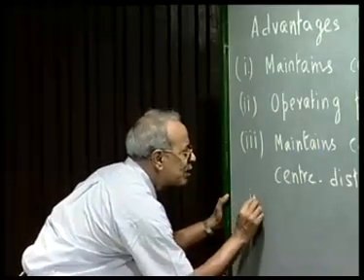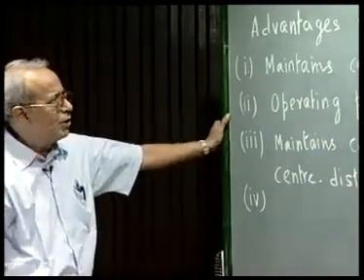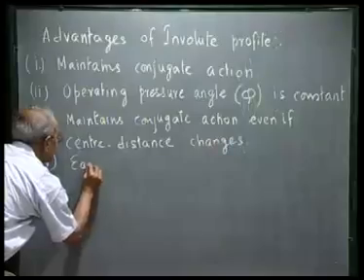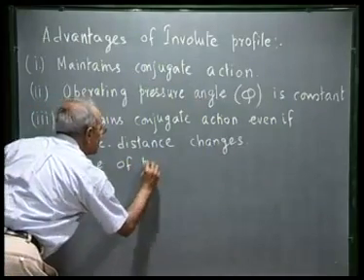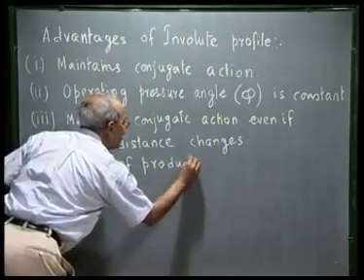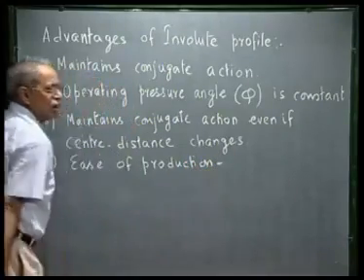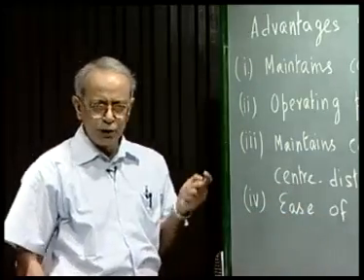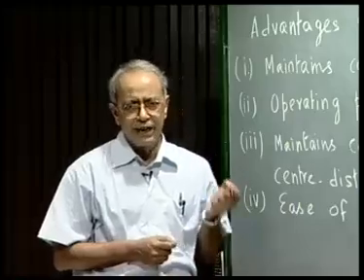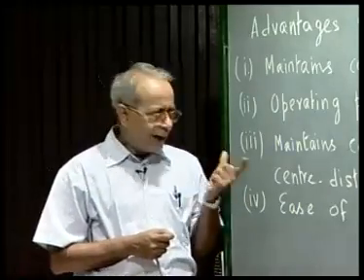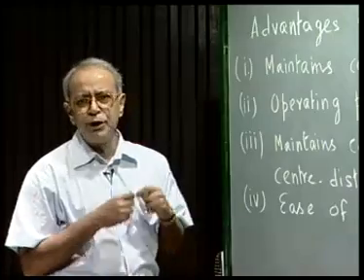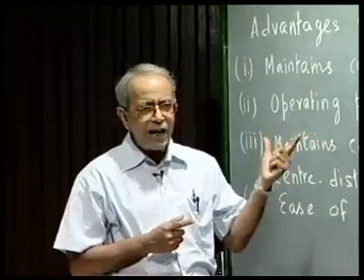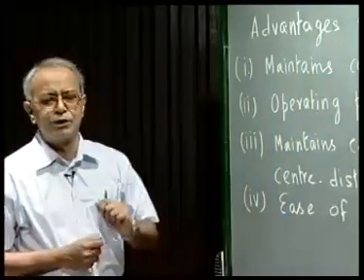And the last but not the least, the most important reason why involute profiles are so common is ease of production. Why is it easy to produce involute gears? Because gear teeth are produced by a process called generation. That is, again we use the conjugate action, but not between a pair of gears, but between a rack and a pinion. And the conjugate rack of an involute profile is a straight tooth rack.